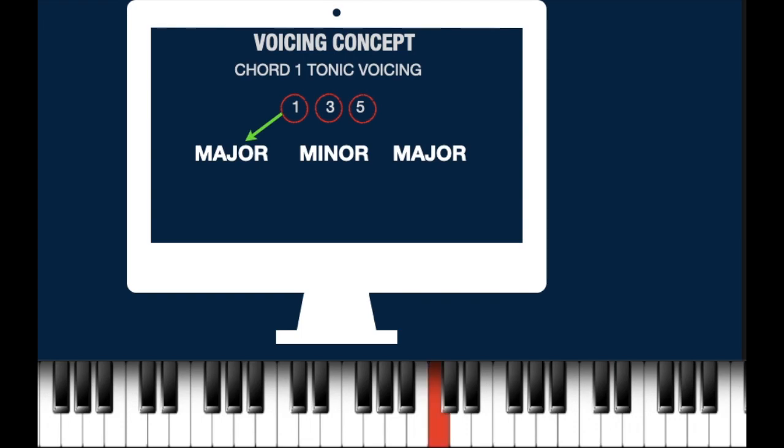So on the 1, you have your major. On the 3, you have your minor. And on the 5, you have your major. Okay, so on the 1, major. On the 3, minor. On the 5, major. That is the way to create chord voicing. I'll come to the left hand voicing later, but for now, I'll be using this pattern on my left hand.